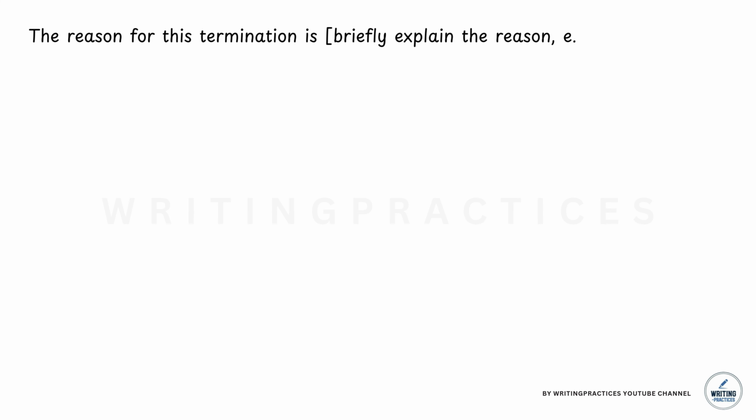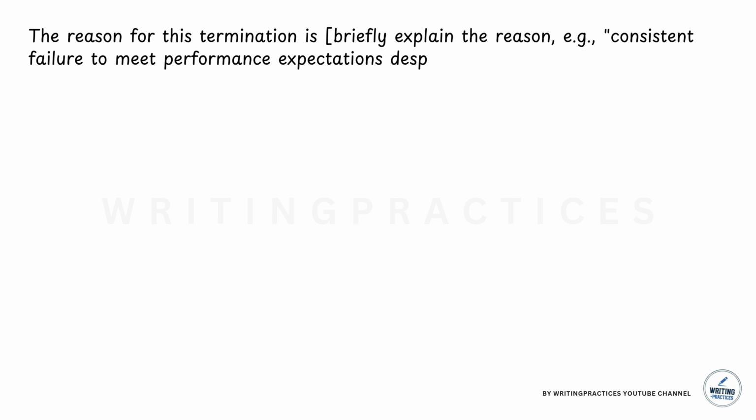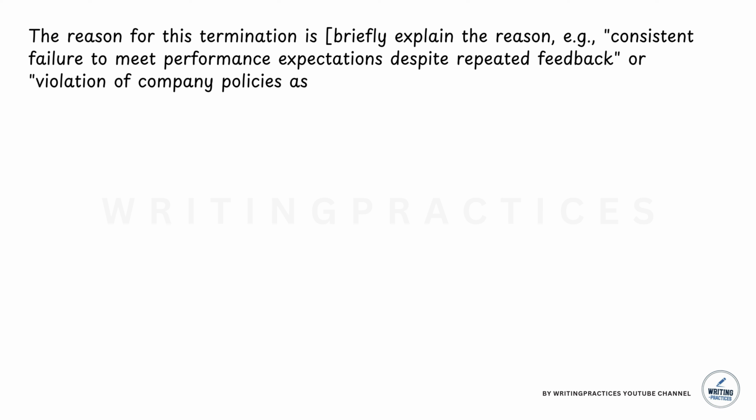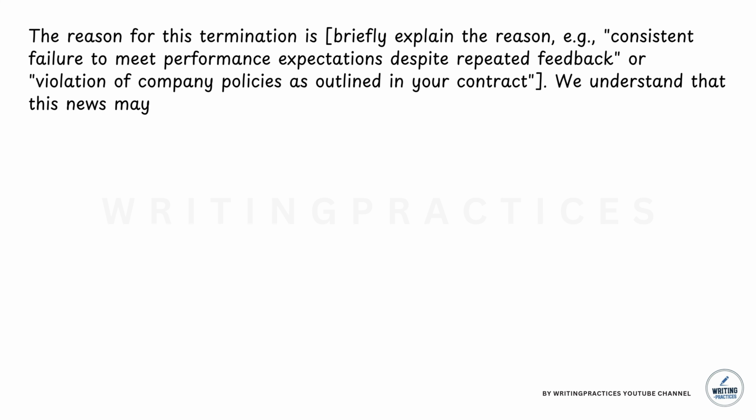First body paragraph. Explaining the reason. The first body paragraph should provide a brief explanation of the reason for termination. For example, the reason for this termination is briefly explain the reason, such as consistent failure to meet performance expectations despite repeated feedback, or violation of company policies as outlined in your contract. We understand that this news may come as a disappointment, and we regret that it has come to this point.